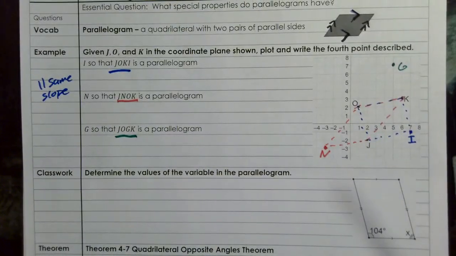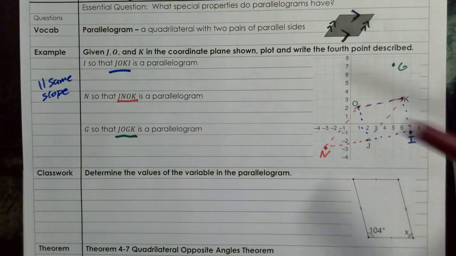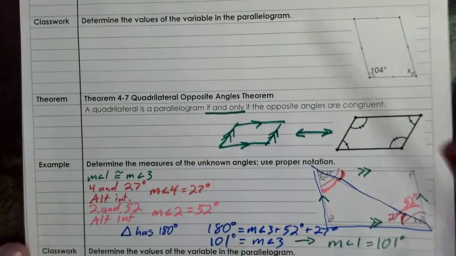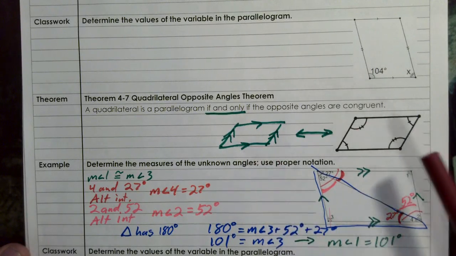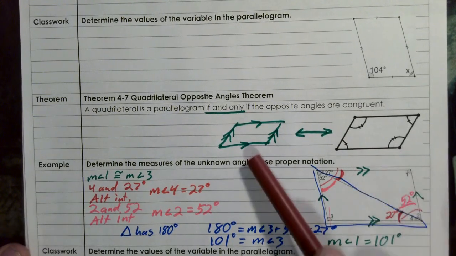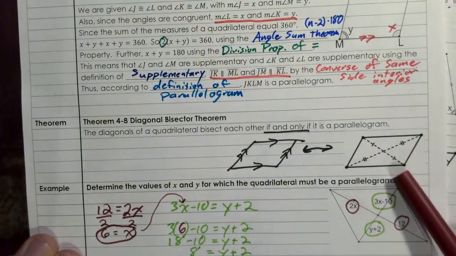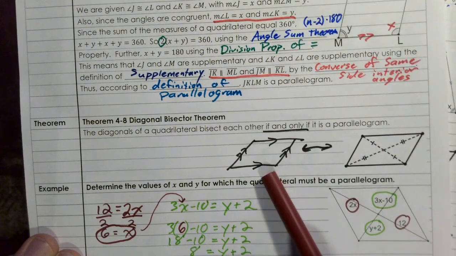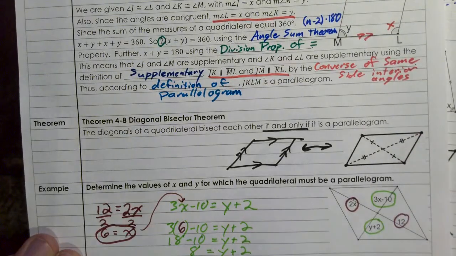That is it for this idea of parallelograms. Now, I hope this initial example didn't throw you off. The major thing I want you to be thinking about with parallelograms from this video is if you've got a parallelogram, you know the opposite angles are congruent. And if you've got opposite angles that are congruent, you've got a parallelogram, as well as if your diagonals are bisecting each other, that's a parallelogram. And if you've got a parallelogram, the diagonals bisect each other.